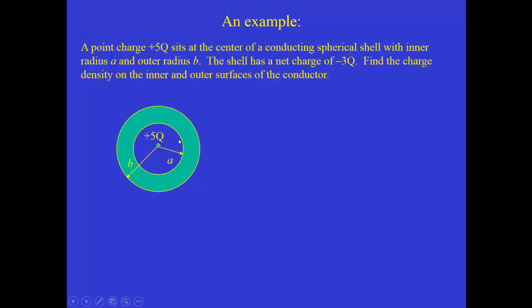But this is a special kind of conductor because it's got an outer surface, but it also has an inner surface. So that total charge of negative 3q, some could be on the outside, some could be on the inside. And that's our goal. Figure out how much charge is on the outside and inside, and then express that as the charge density, which would be the charge per unit area on those two surfaces. So how do we do this?